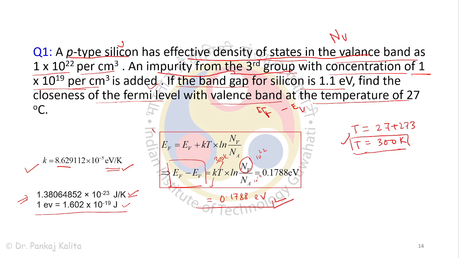And for p-type, you know the formula. The energy of the Fermi level will be equal to the energy of your valence band plus kT into ln Nv by Na. Nv, the effective density of states in the valence band, is already given. Your impurity doping concentration Na is also given, and your temperature is given. You can find EF minus EV in terms of electron volt. Hope you understand how this formula is applied in an actual numerical problem.